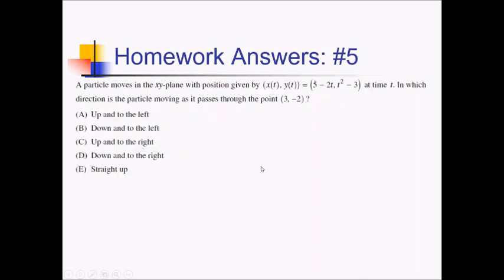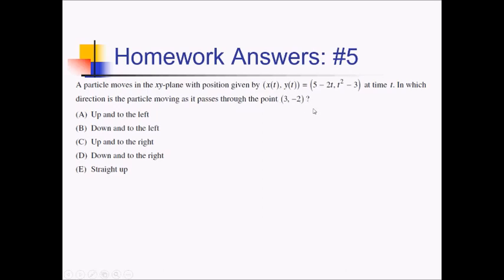On this problem, we have a particle with a position given by these parametric equations in vector form. We want to know in what direction our particle is passing as it moves through the point 3 comma negative 2. So this problem takes a few steps. If you want to know about direction, we're talking about whether or not x prime and y prime are positive or negative. And that means we're going to have to plug some t values into x prime and y prime. But we don't know the t value that we're going through this point at. So that's actually our first thing we need to do: figure out what t value we actually go through the point 3 comma negative 2.